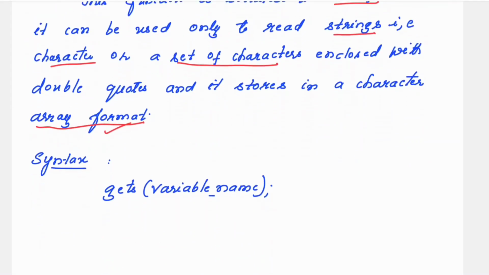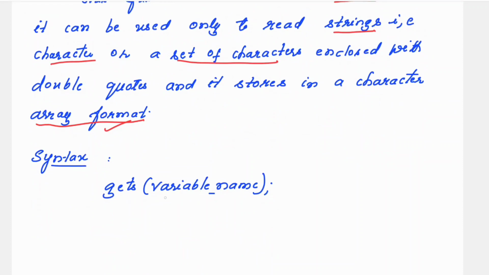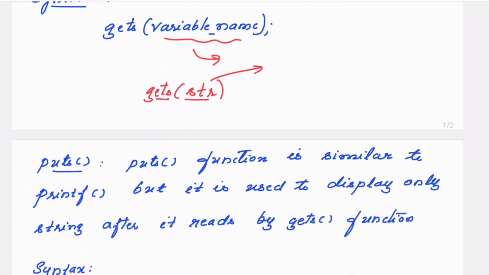And what is the syntax for gets? gets and the variable name. Here the variable name is your string. Suppose you use a particular variable name as str, then this is what you have to give. This str you should have declared in the program. I'll explain with the program itself how to make use of the gets and puts functions. So here gets is the keyword, followed by the variable name in the brackets.